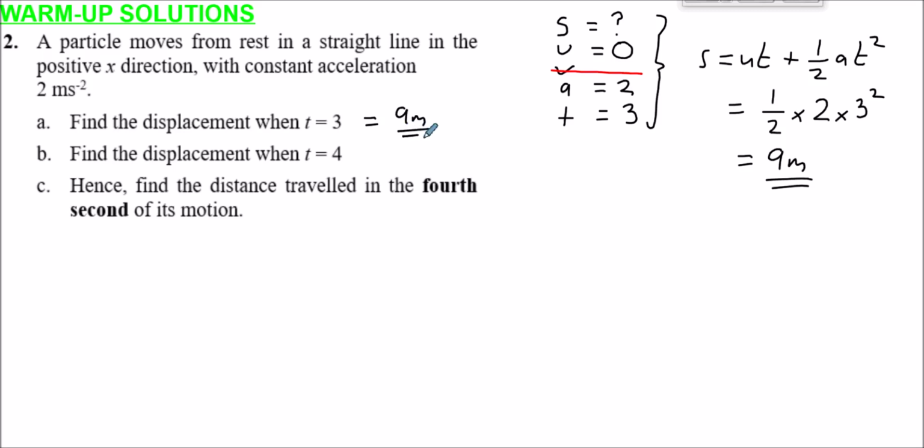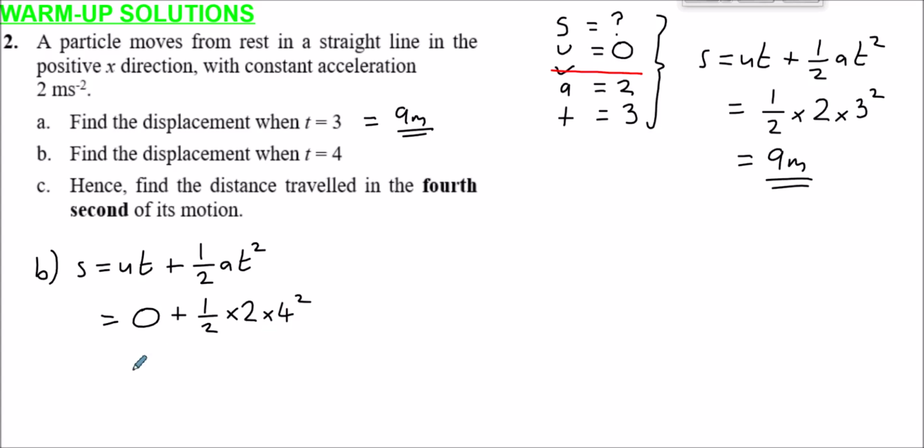For part B, precisely the same idea, only now the time changes from 3 to 4. And so for part B, again we have s equals ut plus a half at squared. Ut, again, is 0 because initial speed is still 0. And we have half times 2 times 4 squared, and this gives us 16 meters.